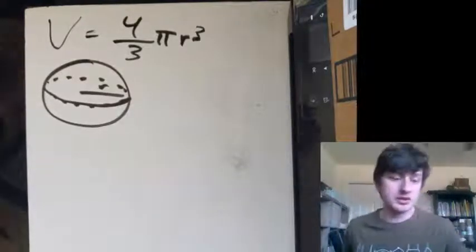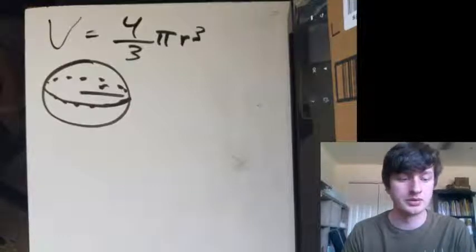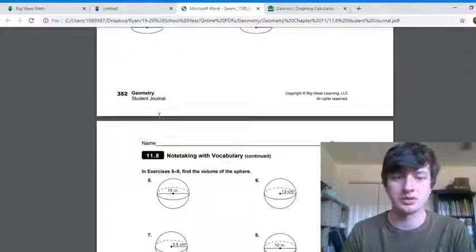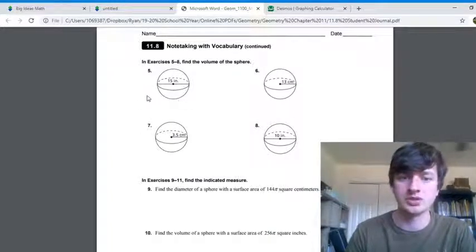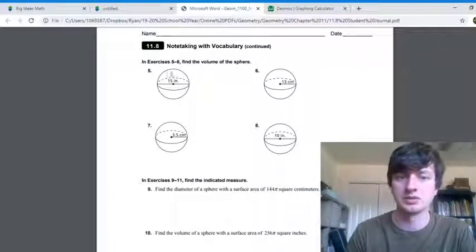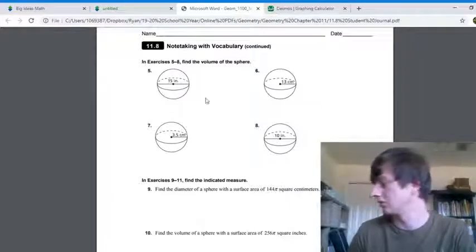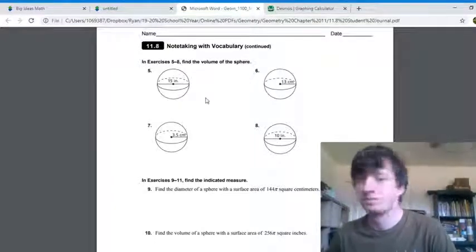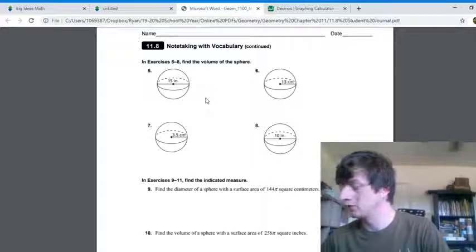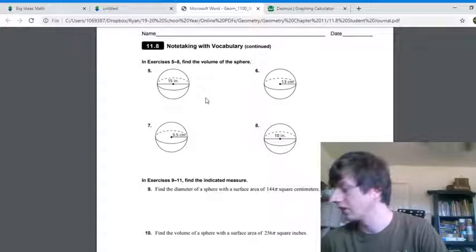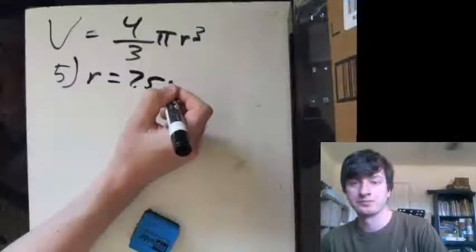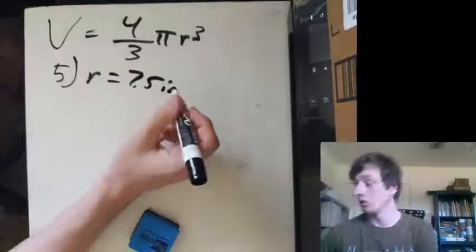So, to do this, we're going to go back here, and we have some practice problems. So here we want to find the volume. Okay, so it tells us the radius, or here's the diameter, so we'd have to cut that in half. We will do 2 of these. So we'll do 5 and 7 here. So for number 5, the radius is half of 15, which is 7.5 inches. Okay, so 7.5 inches. We're just going to plug that in there.